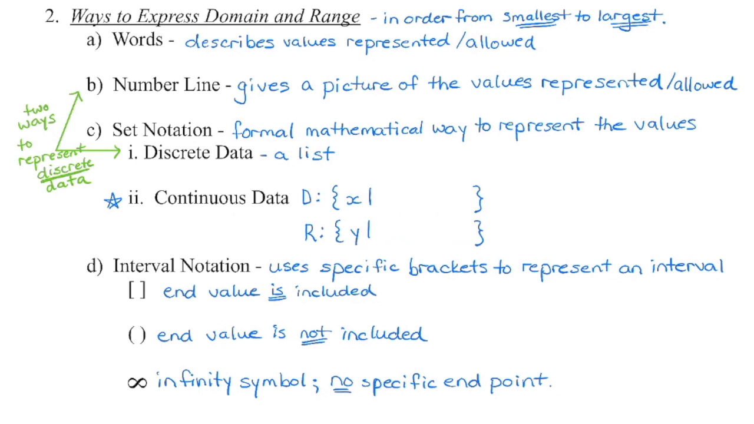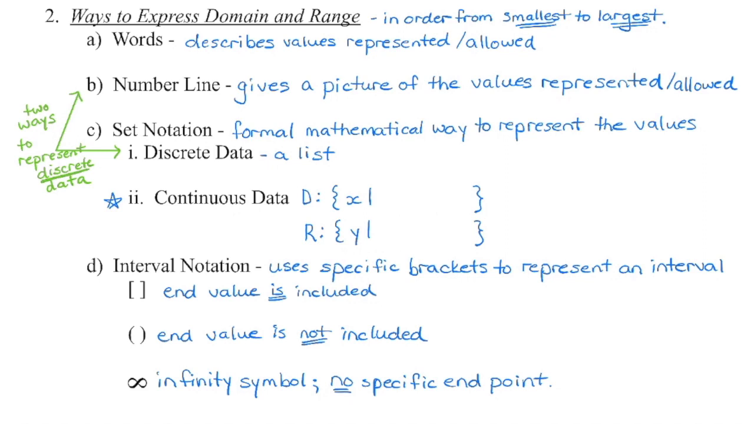So if the data is discrete, we're either going to list them with those braces, or we're just going to say on the number line, where do they go? If the data is continuous, we're going to use words, we're going to use a number line, or we're going to use set notation, where we set up this whole statement here.